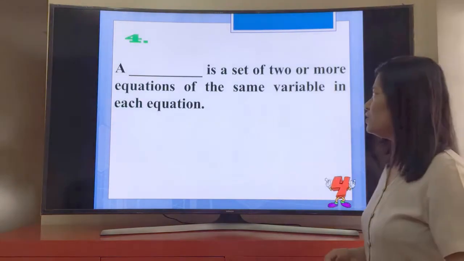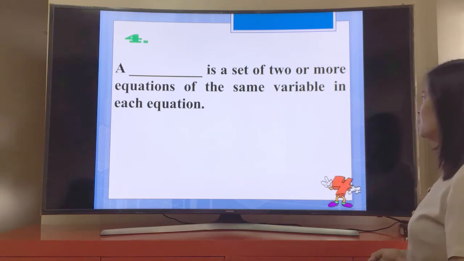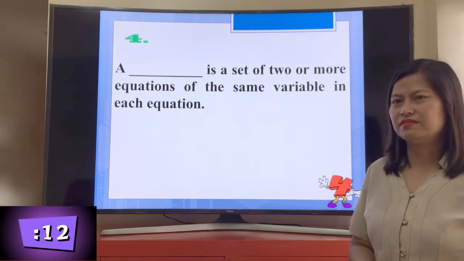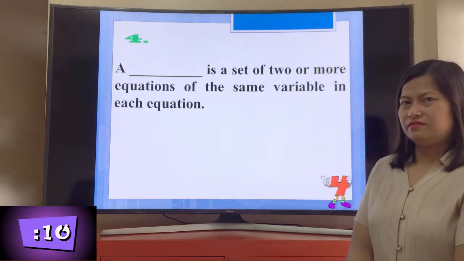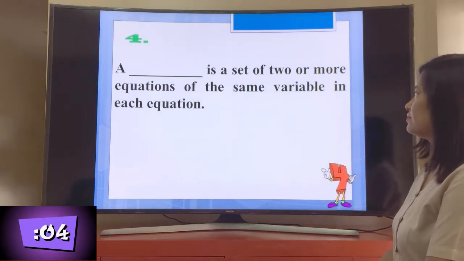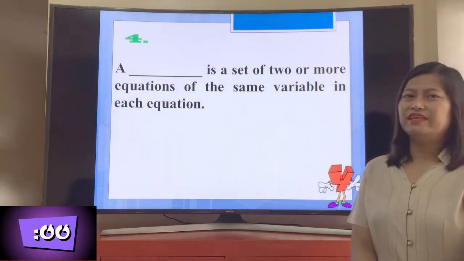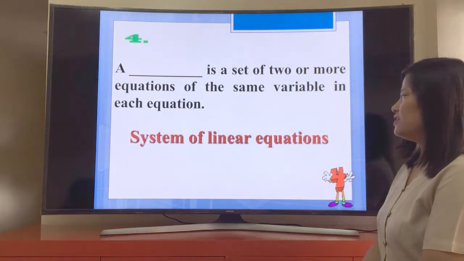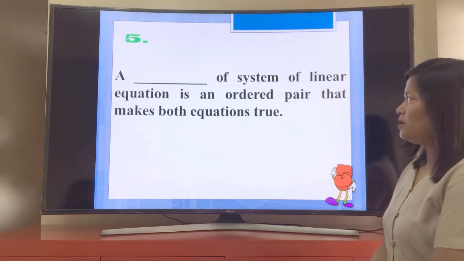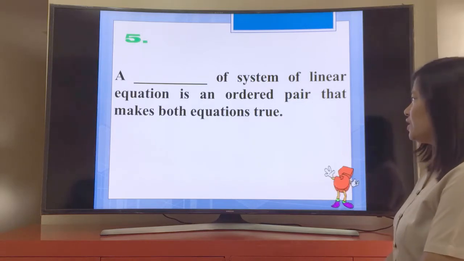Let's have question number 4. A blank is a set of two or more equations of the same variable in each equation. The answer? System of linear equations. Number 5. A blank of system of linear equation is an ordered pair that makes both equations true.